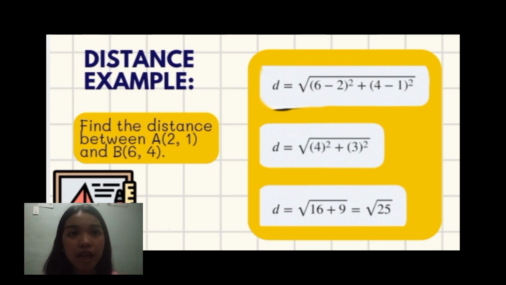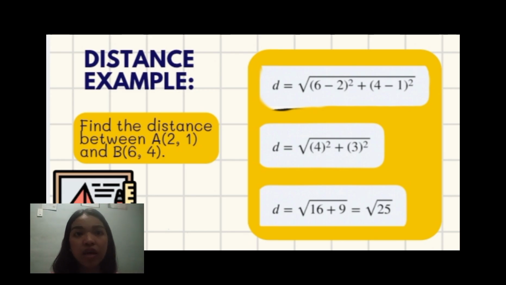And then we plug in the 6 minus 2 and the 4 minus 1, squared. After that, we just need to simplify inside the parentheses, no? 6 minus 2 gives us 4, and 4 minus 1 gives us 3. So now we have d equals the square root of 4 squared plus 3 squared. Next, we evaluate the squares, class. 4 squared is 16 and 3 squared is 9. And with that, we add them up, which is 16 plus 9, gives us 25.